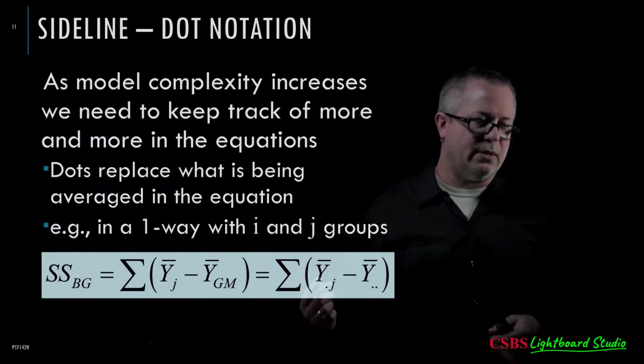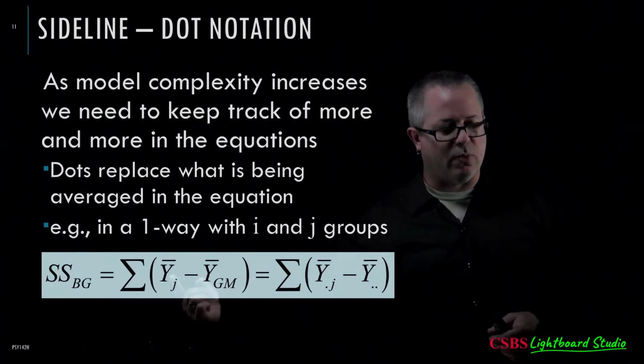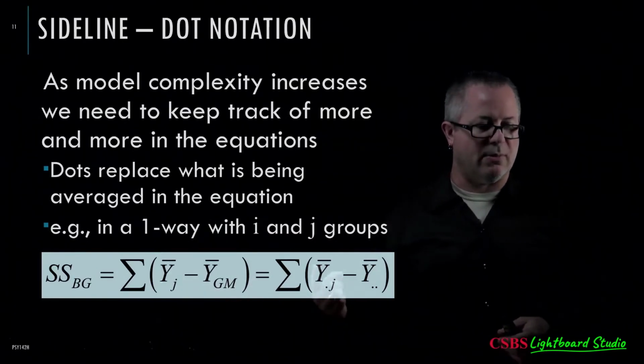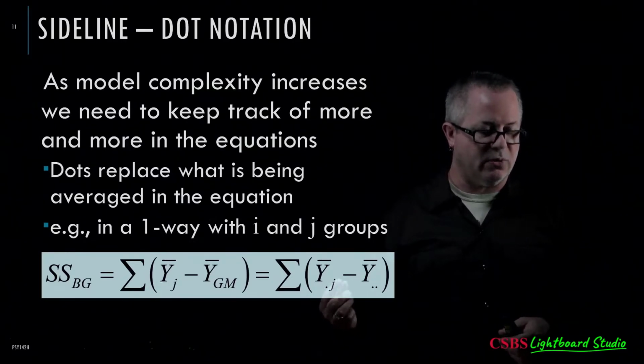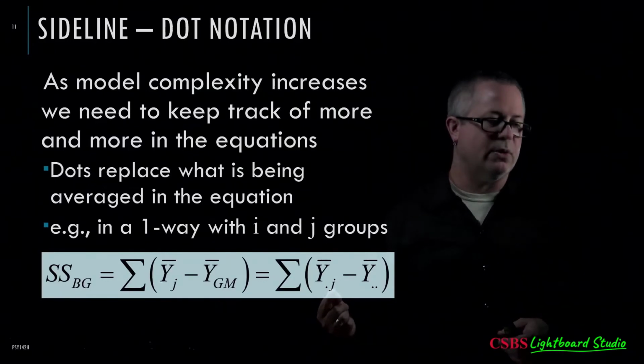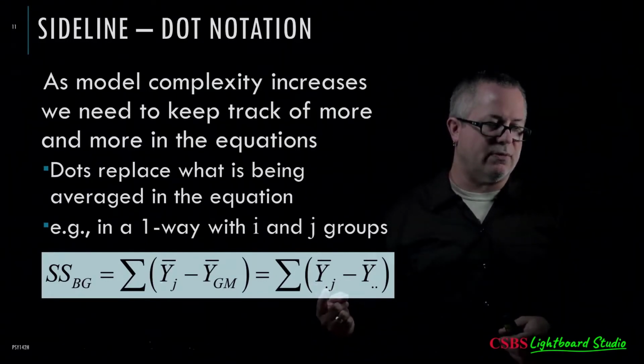So y bar j becomes y bar dot j, because we're averaging over i and keeping the j's. J's are not being averaged over, so I need one for every j group, but the individuals are being averaged over. Here, because they're both replaced by dots, I'm averaging over individuals, and I'm averaging over groups.